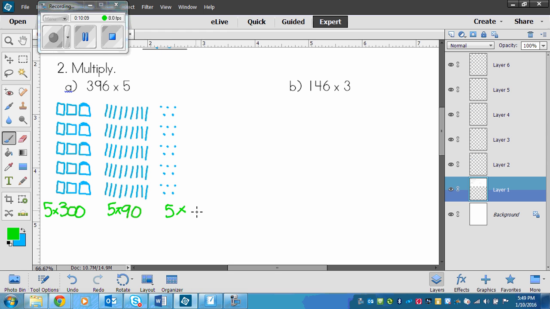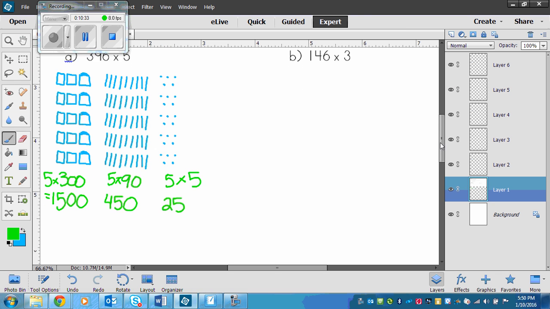And on the end, I have 5 groups of 5. So 5 times 3 equals 15. And then I need to put those 2 zeros on the end. 5 times 9 equals 45. And I'll put that 0 on the end there. And then at the end here, I've got 5 times 5, which is 25.